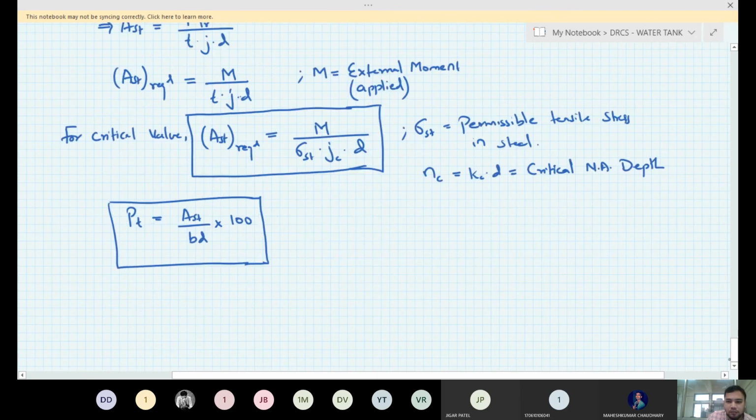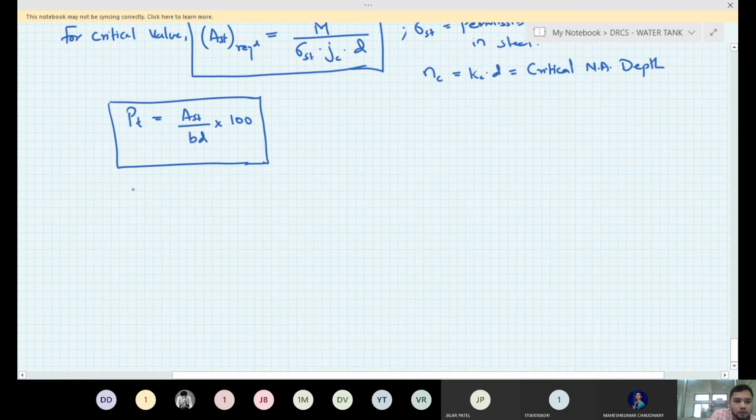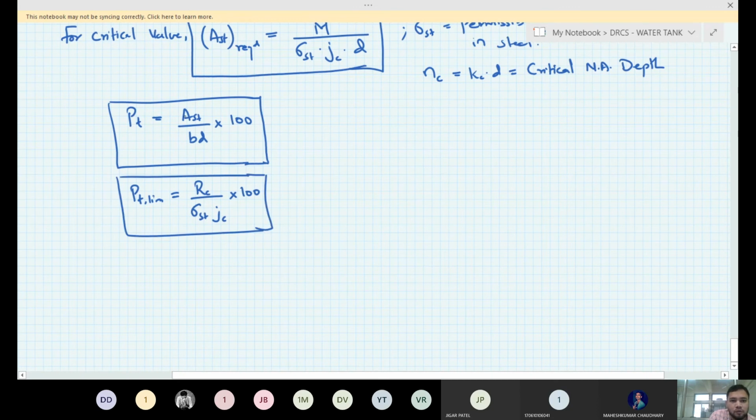PT limit can also be found by using RC by sigma ST JC into 100. And in this formula, if you put the AST for the critical value, you will get PT limit only.